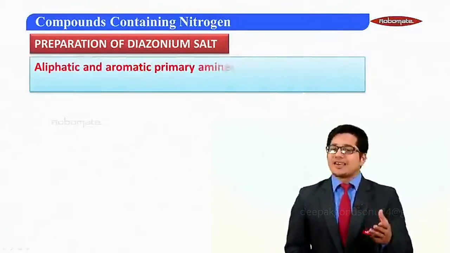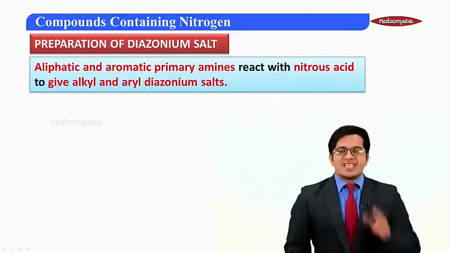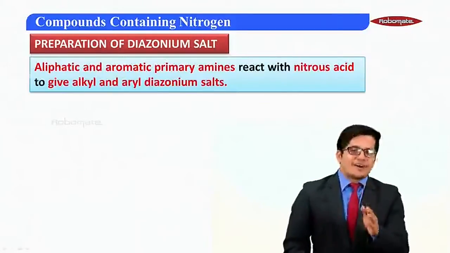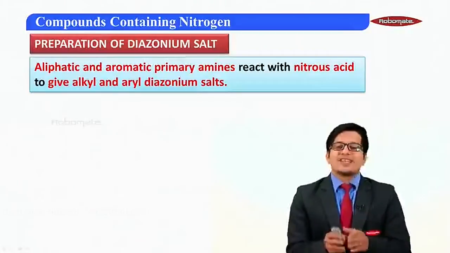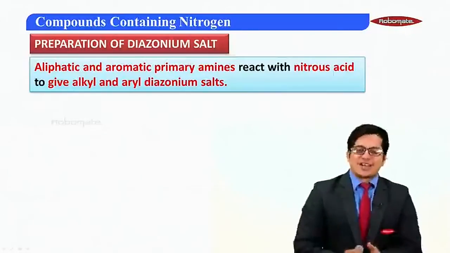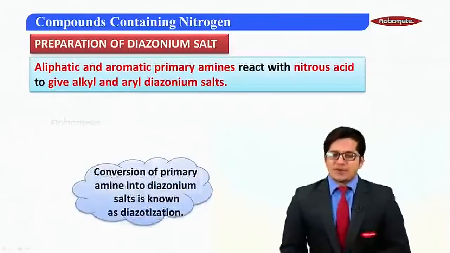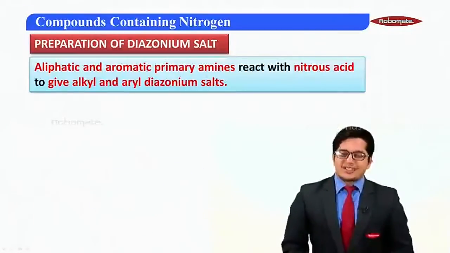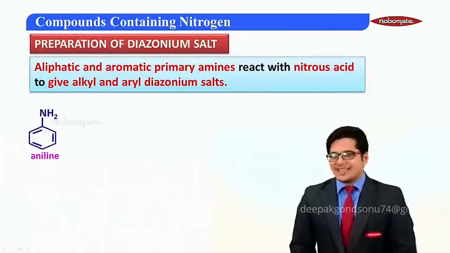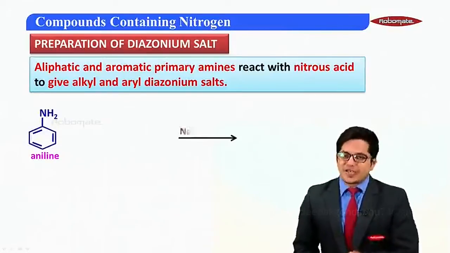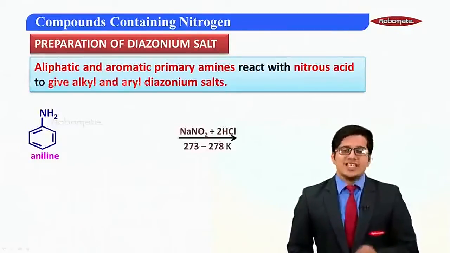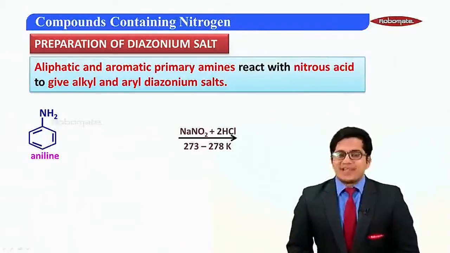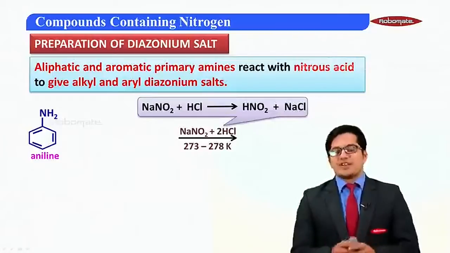As we have already learned, it is prepared by either aliphatic or aromatic primary amines when they are treated with nitrous acid. So let's look at a reaction for this. Suppose we take a reaction in which we have aniline and it is treated with NaNO2 and HCl in a temperature range of 273 to 278 kelvins. Then we get a compound that is HNO2 because of this following reaction.